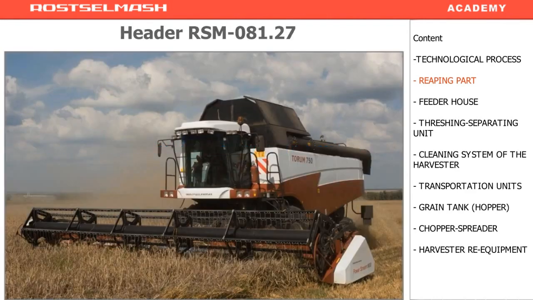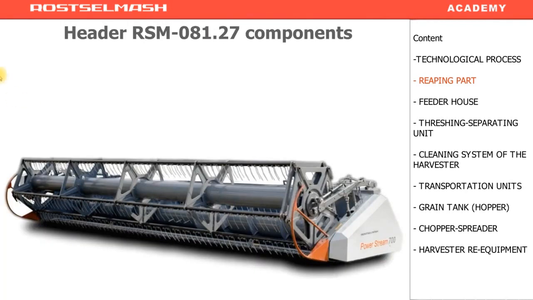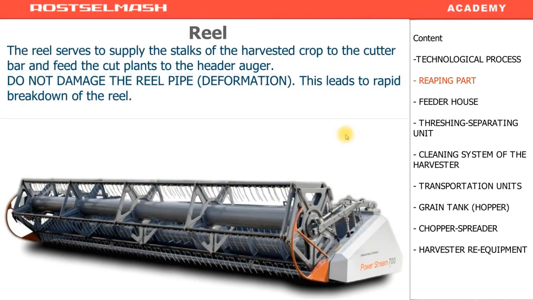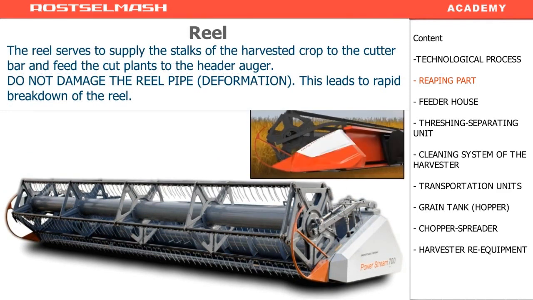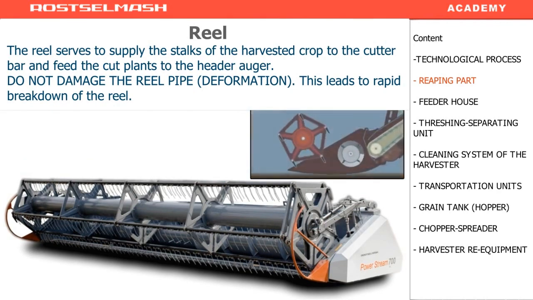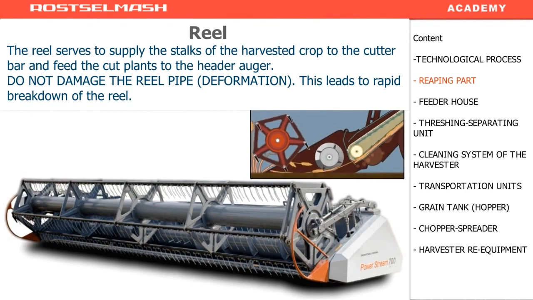RSM header 081.27. The header consists of a reel, a cutter bar, and a header auger. All of them are fixed on the housing. The reel moves the stems of the crop to the cutter bar and then feeds them to the header auger. By rotating, it feeds the mass to the cutter bar.